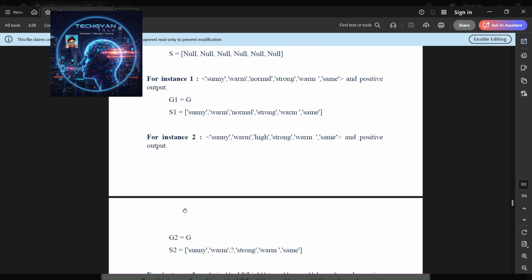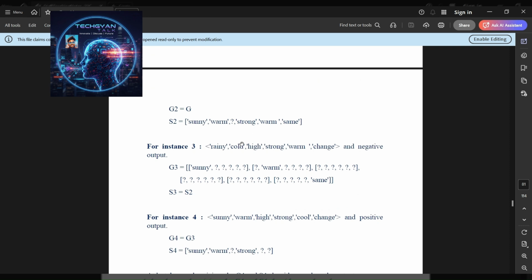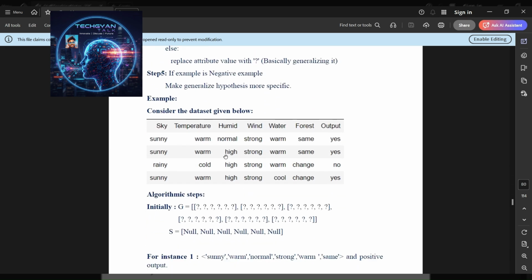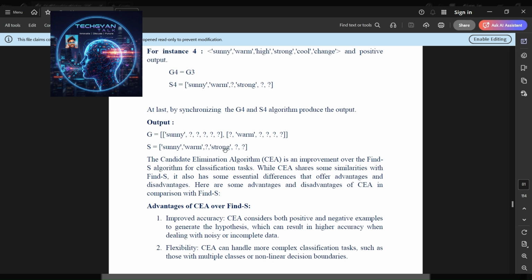For instance 2, we take another example, giving G2 equal to G1 and S2 generalized, like sunny, warm, and so on. Instance 3 has a negative output. Instance 4 has a positive output. All of this comes from the table we saw above. At last, by synchronizing G4 and S4, the algorithm produces the output for the fourth instance.